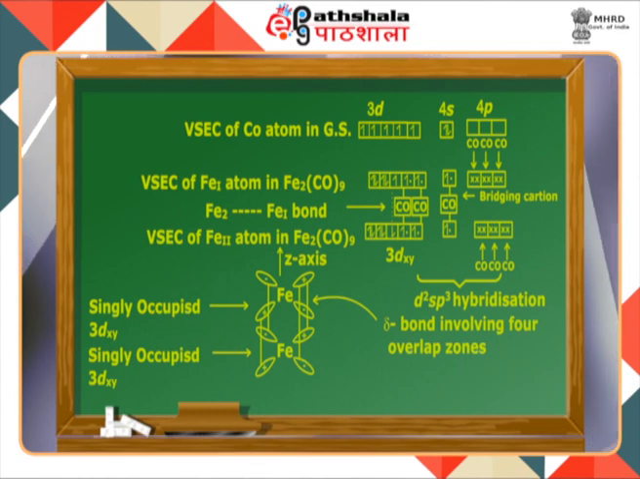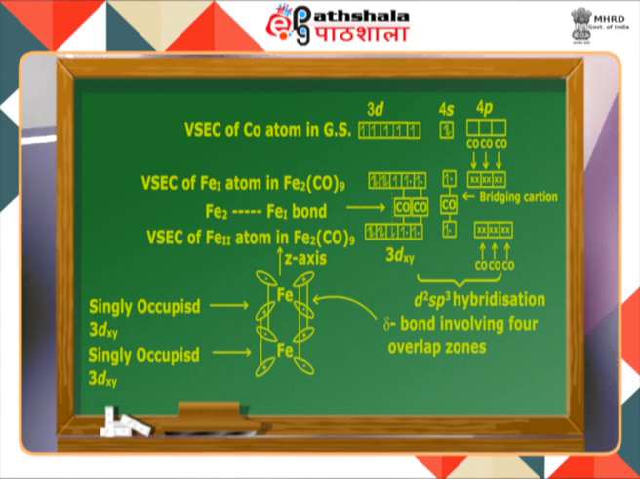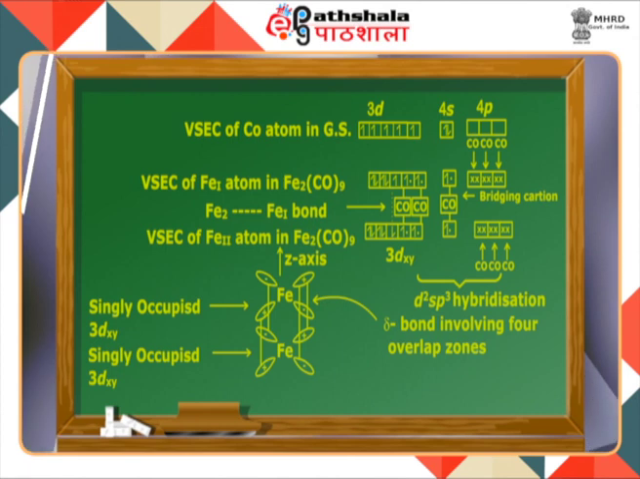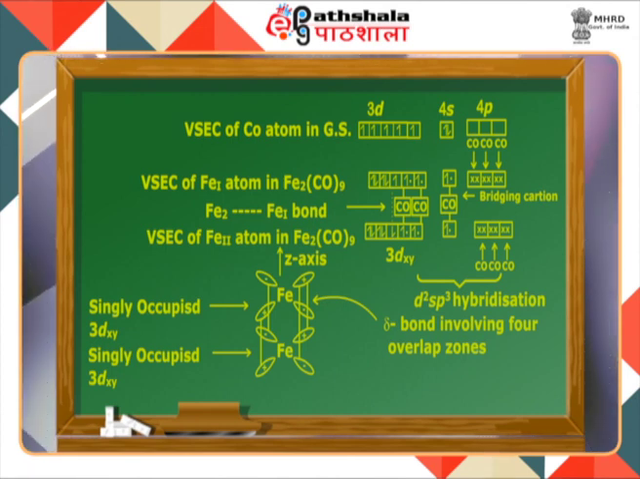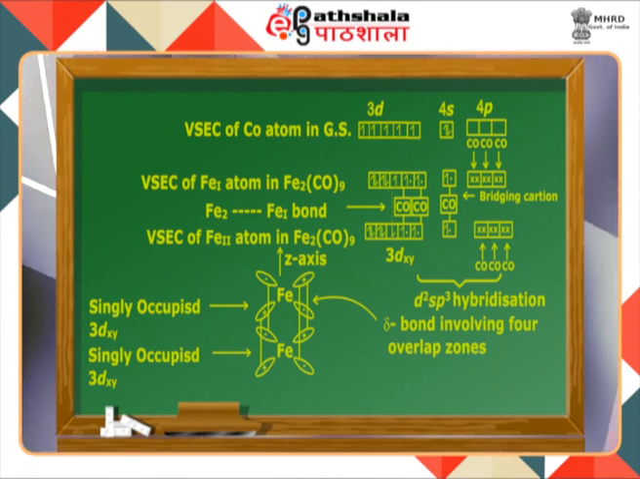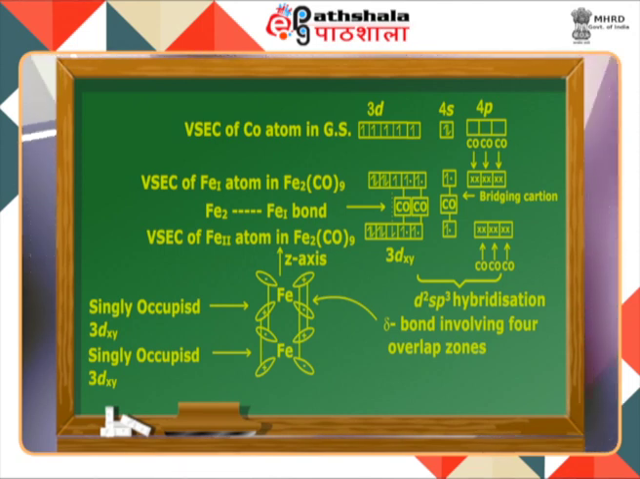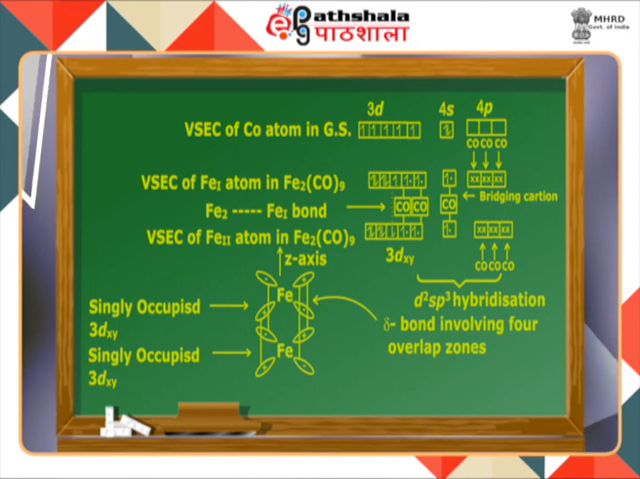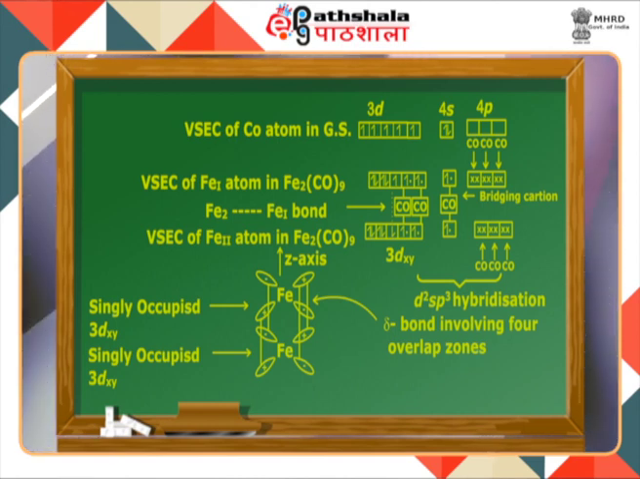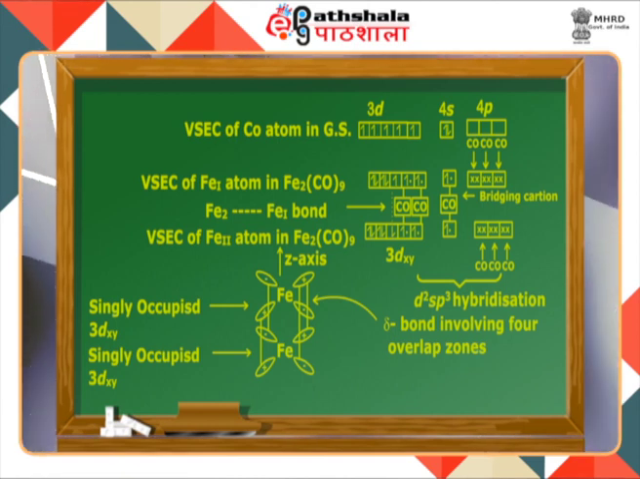In the Fe2 carbonyl complex, the Fe-Fe bond is formed by the lateral overlapping of singly occupied 3dxy atomic orbitals of two Fe atoms. It is a delta bond involving 4 overlap zones.